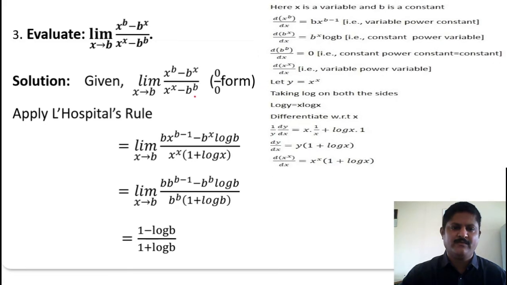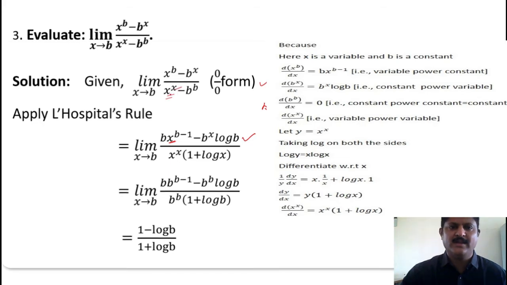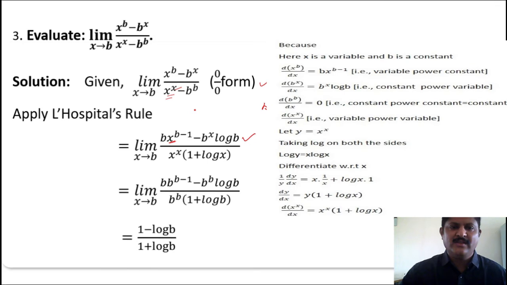Apply L'Hospital's rule. Here x is variable and b is constant. The differentiation of x power n is n into x power n minus 1, like that, b into x power b minus 1, minus the differentiation of b power x, which is b power x into log b. Here both x and the power are variable in x power x. The differentiation of this is x power x into 1 plus log x, minus the differentiation of b power b, which is constant, equal to 0.